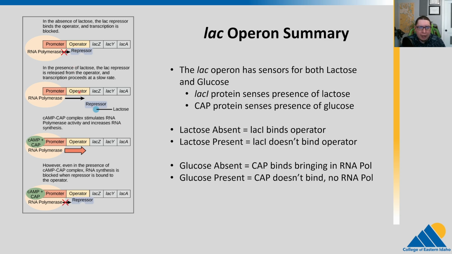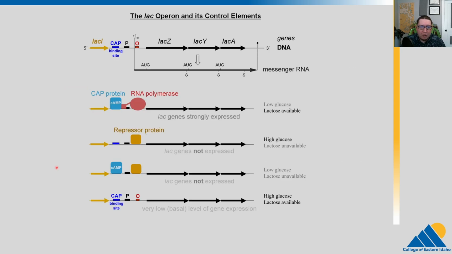Here's a diagram that can show you some of the different states here. This diagram is a little bit easier to look at. So let's look at this. Low glucose and lactose available. Well, CAP binds and our RNA polymerase comes in and there's nothing blocking it. So transcription is going to occur at a high level. Okay, let's look at this. We have high glucose, but no lactose. Well, that lacI repressor is going to bind and there's no CAP. So there's no RNA polymerase, and it can't do transcription anyways, even if it was there.